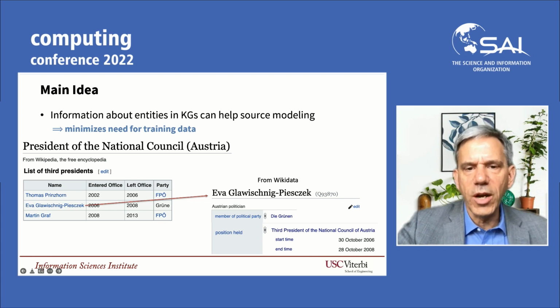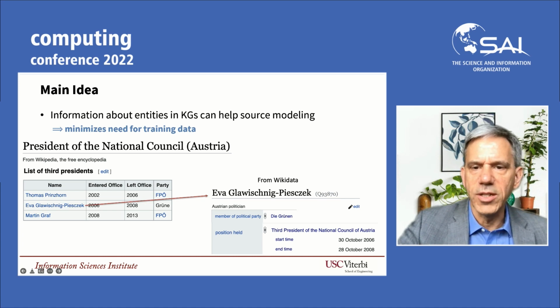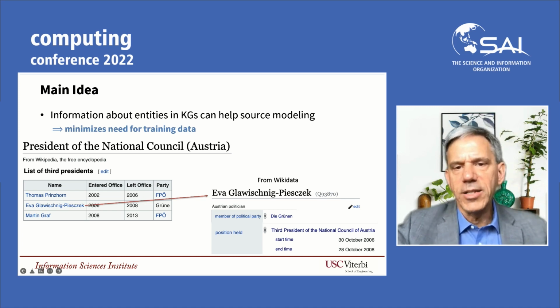So note here that we can take one of these entities in the Wikipedia table, follow this blue link, and we'll get to the corresponding data in Wikidata about this person, right? So Eva here has a Wikidata entry, and then you can look down at that Wikidata entry and you see that, okay, she was the third president of the National Council, and here are the years for the start time and end time. And so even though these are two different data sources, we can exploit the relationship between the two to basically build this model.